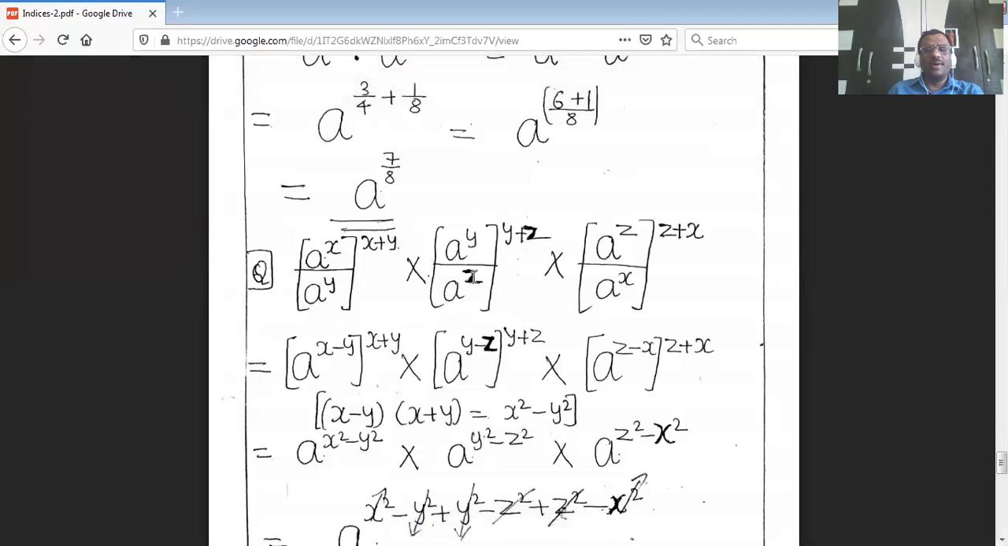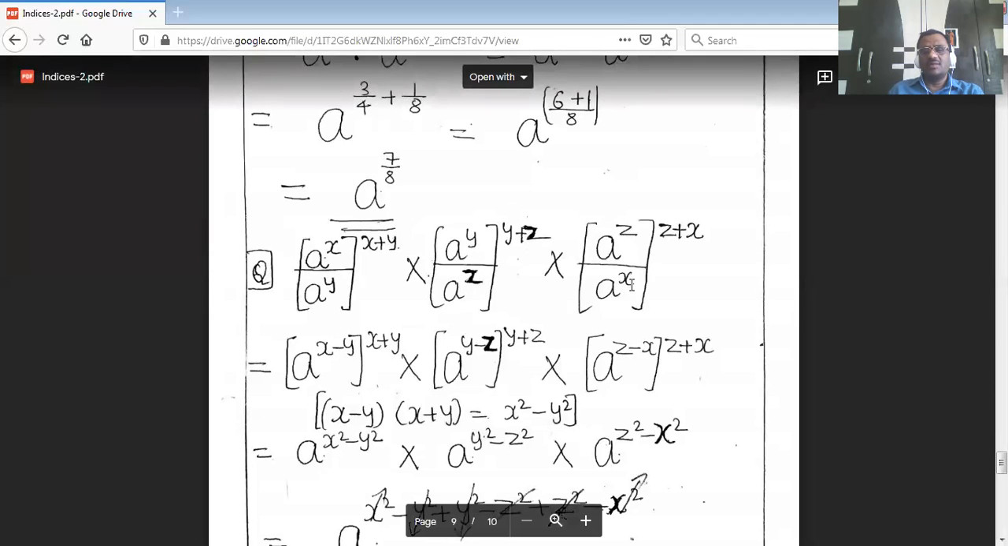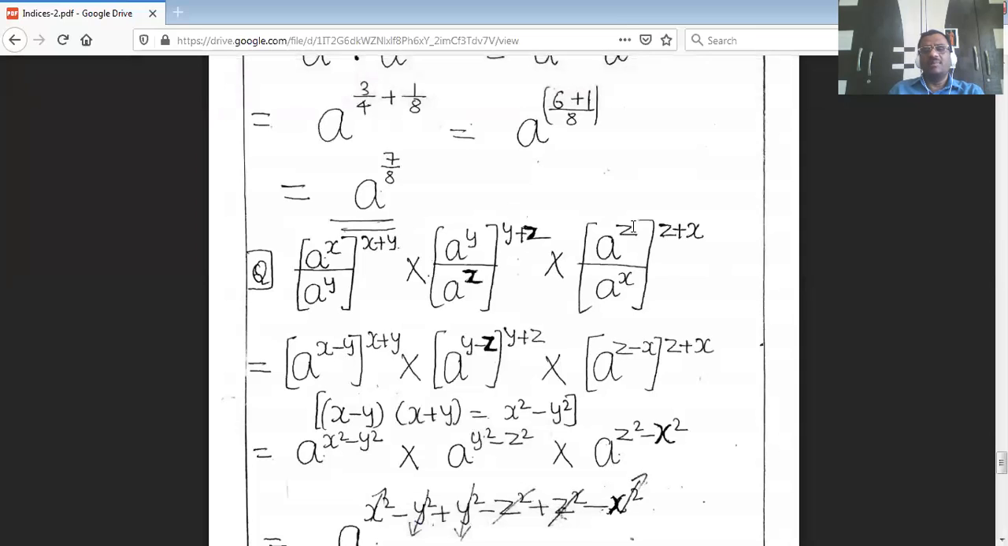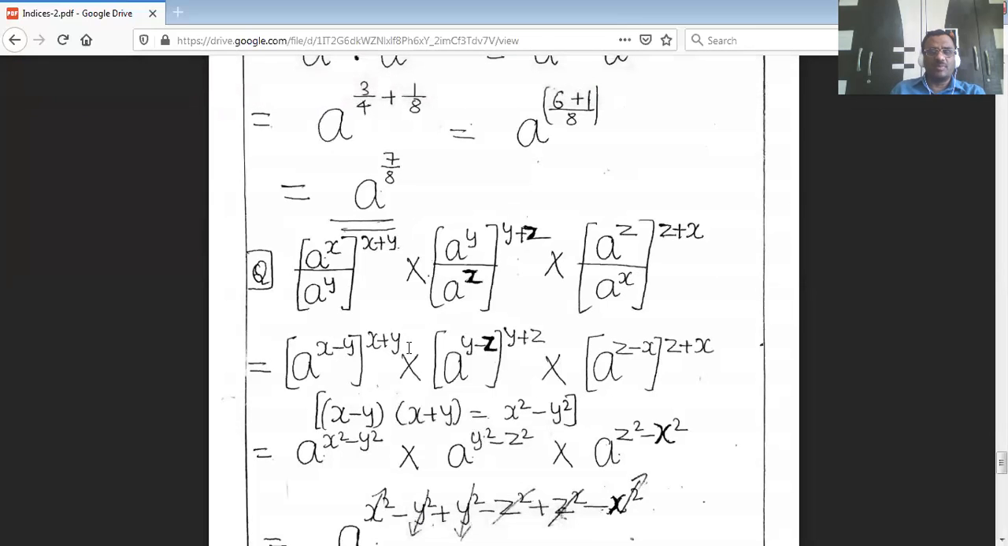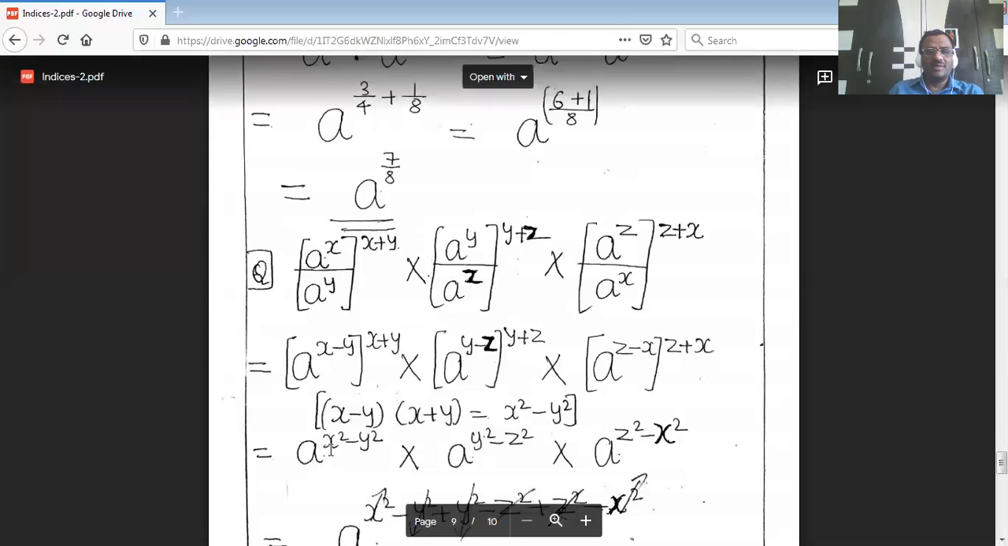Now, assuming y is greater than z, we have a to the power of y minus z, whole to the power of y plus z. And here assume z is more than x: a to the power of z minus x, whole to the power of z plus x. And remember the formula a minus b into a plus b, that is a square minus b square, that is a to the power of x minus y, whole to the power of x plus y.